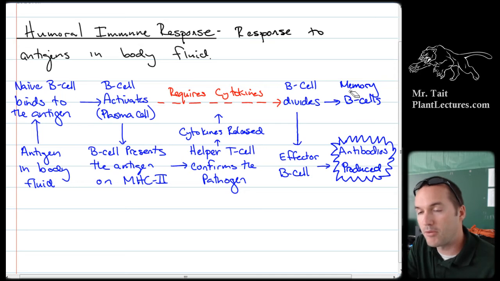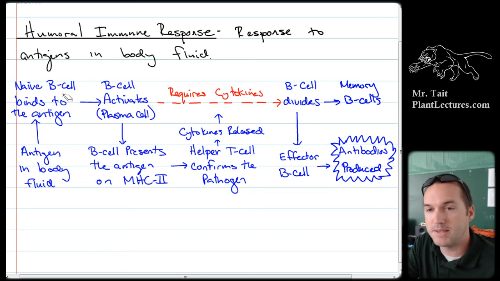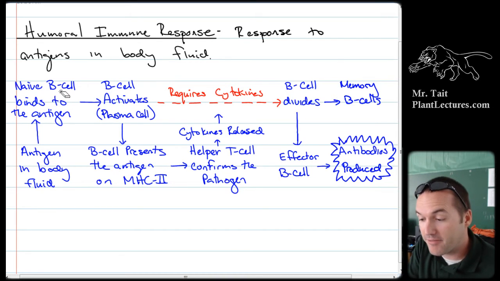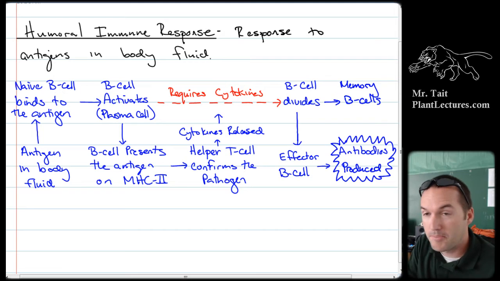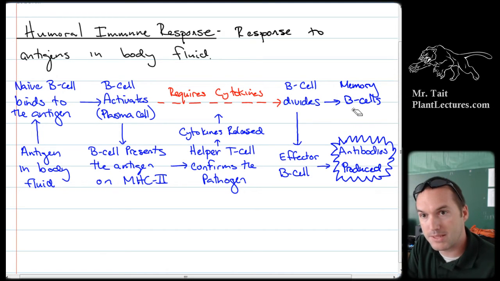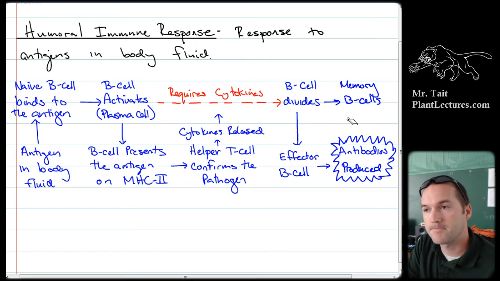So the memory B cells are essentially just naive B cells, but in much higher quantities than they were initially. You might have 4 or 5 naive B cells of each type, but once you get an infection, you'll have thousands and thousands of memory B cells that are waiting to find an infection. Forever. That's why when you get chickenpox, you won't get it again. Same thing with mono. All right. Questions on this.